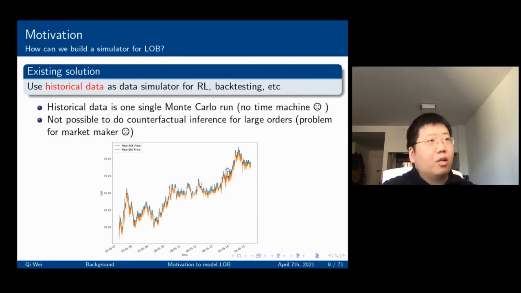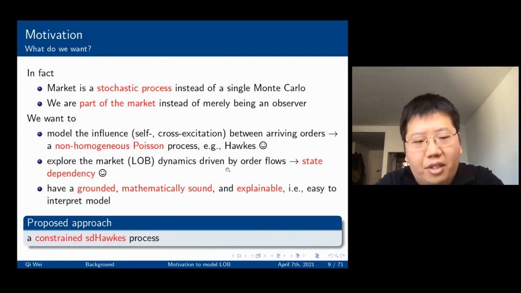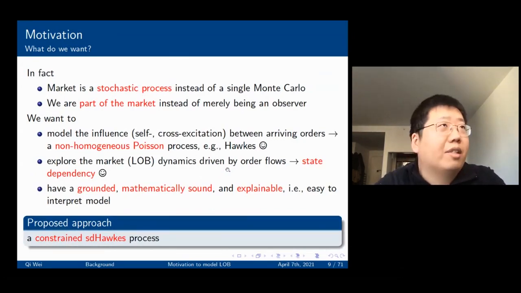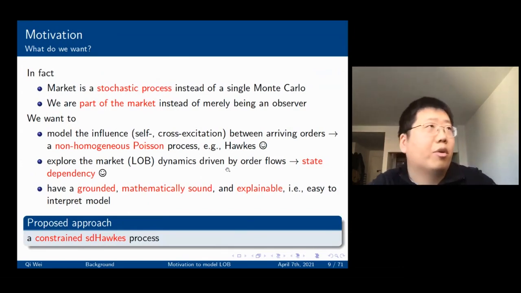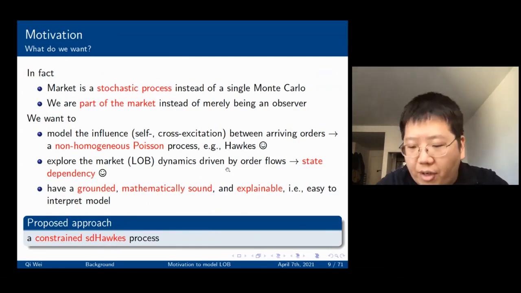Let me summarize a little bit. In fact, the market is a stochastic process. It is not a deterministic one. Instead of a single Monte Carlo run, and that's something that is not possible to realize with historical data. And we are part of the market instead of merely being an observer, so our actions will affect the market a lot.